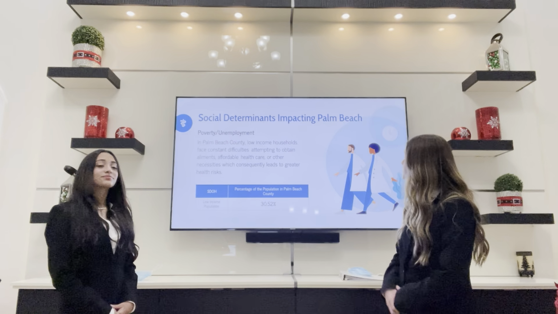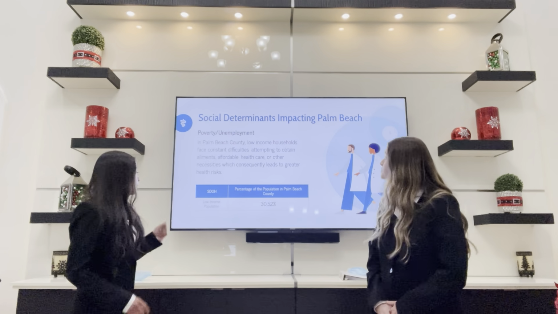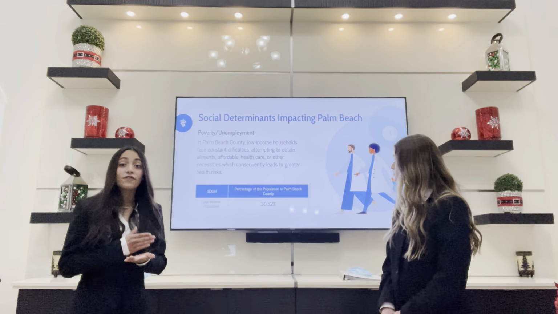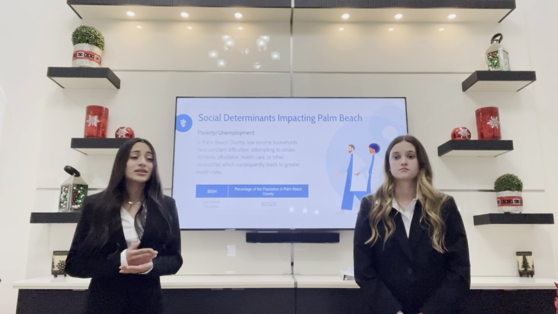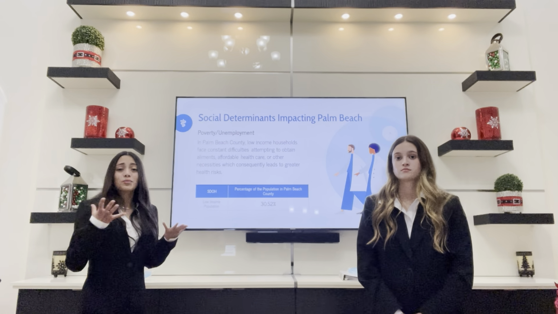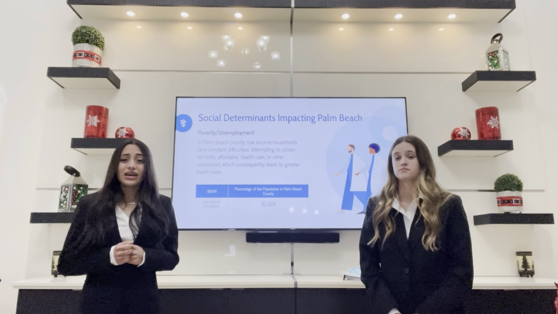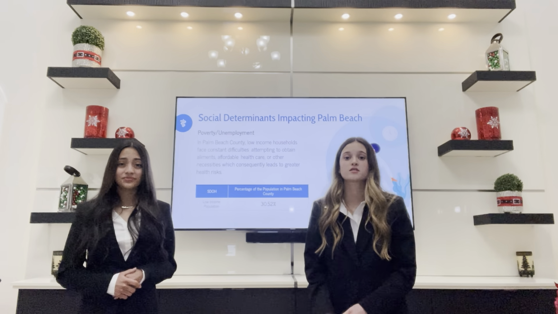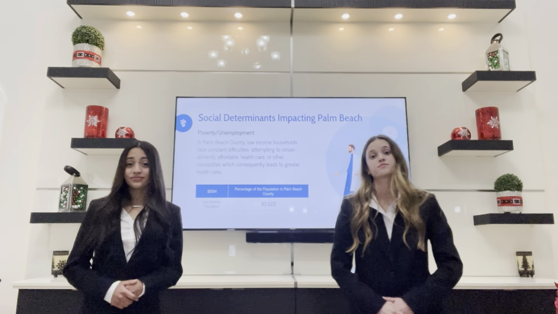One major social determinant impacting Palm Beach right now is poverty and unemployment. Low-income population is 30.52%. Families that are in low income suffer many difficulties attempting to obtain aliments, affordable insurance, or pretty much any needs. Imagine having to decide on whether paying a bill or feeding your family.